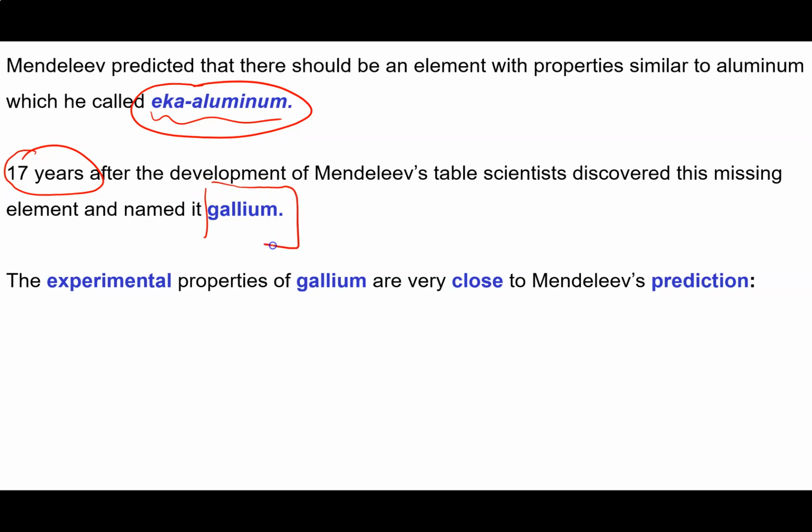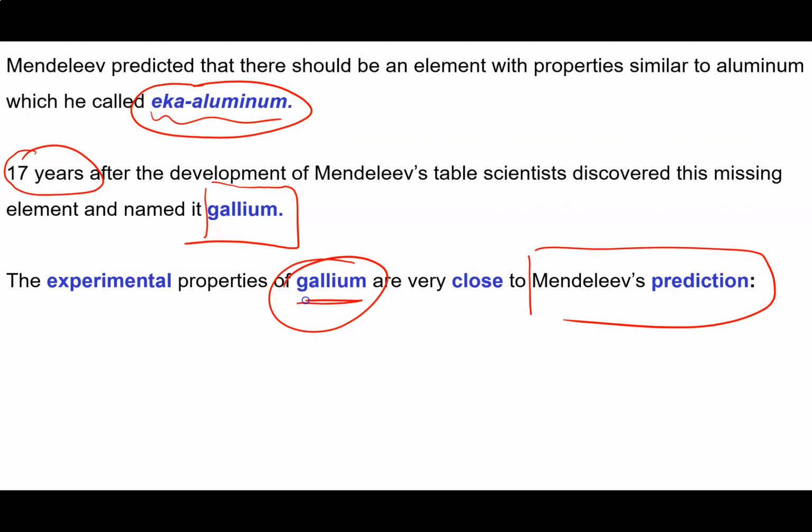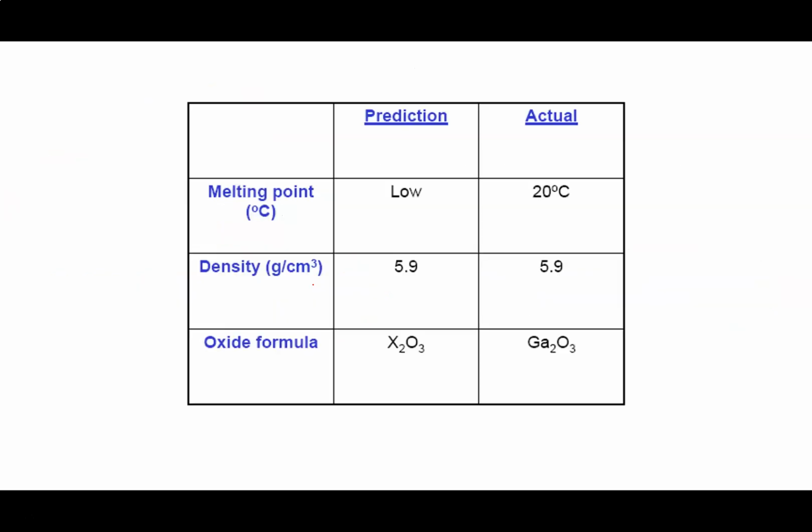When it was discovered, it was named gallium. They didn't leave the name as Eka aluminum. And Mendeleev's predictions and the experimental properties of gallium are really close. So here they are. Mendeleev said that gallium would have a low melting point. It actually melts right around room temperature, which is definitely a low melting point.